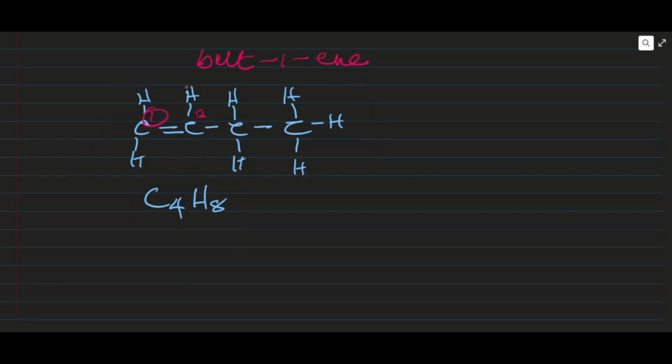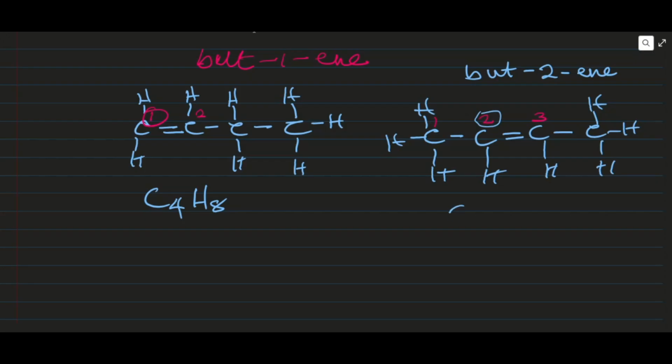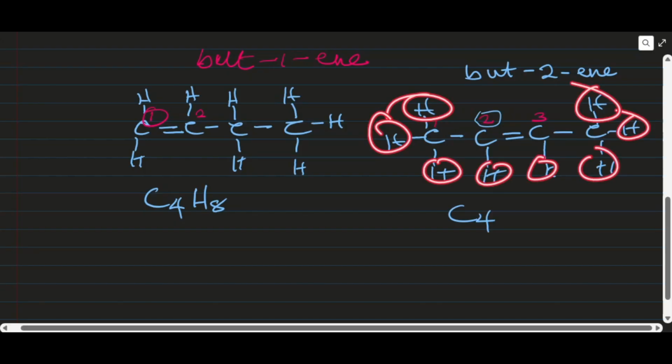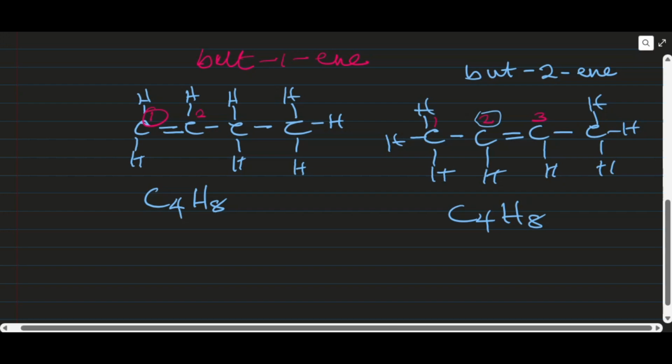We can also change the position of this double bond. For example, we can have it this way. We can put our double bond between carbon number 2 and number 3 at the middle here. Between 2 and 3, 2 is the smallest number, so it means it's going to be but-2-ene. So let's apply the hydrogen atoms and check whether we are correct. We have 4 carbon atoms and how many hydrogen atoms? 1, 2, 3, 4, 5, 6, 7, 8. So if you check now, these two compounds have the same molecular formula.